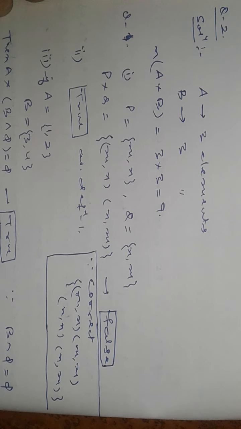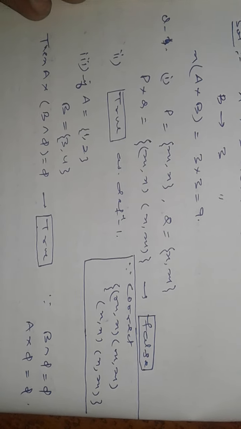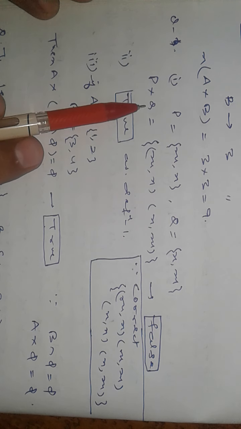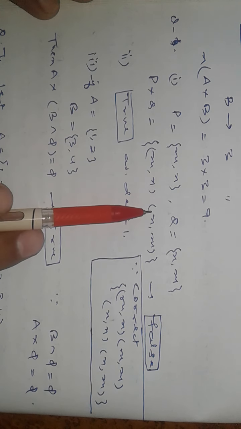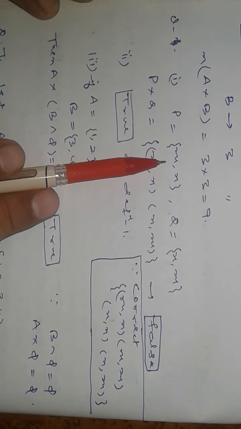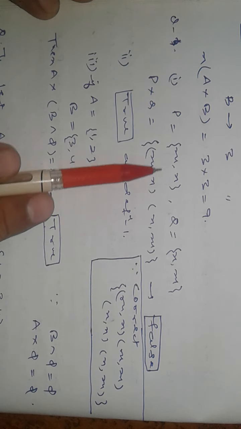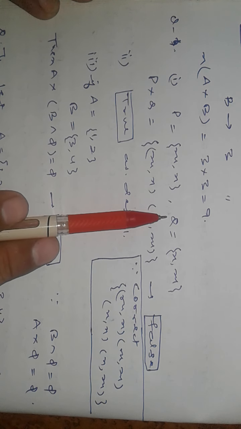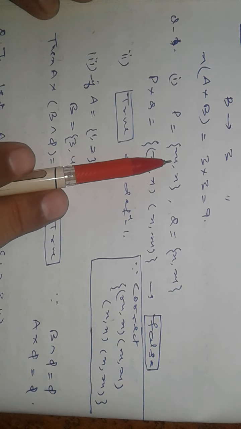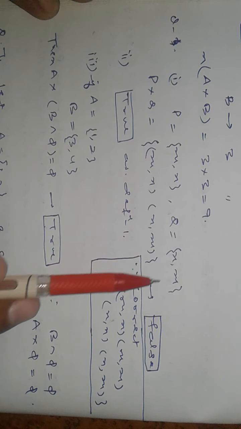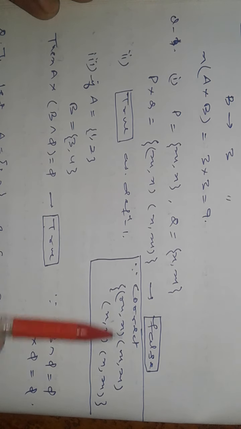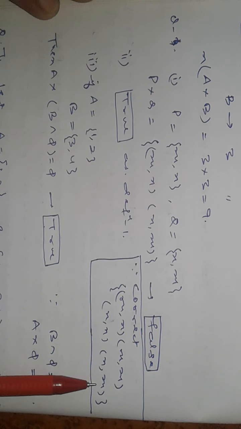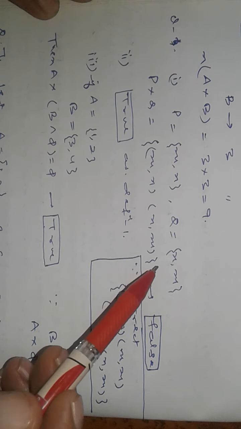Question number 4: you are given P equal to {m, n} and Q equal to {n, m}. You have to find true or false: P cross Q is equal to the given set. This is false because 2 twos are 4. P cross Q should have 4 elements, which will be (m, n), (m, m), (n, n), (n, m). So this statement is false.